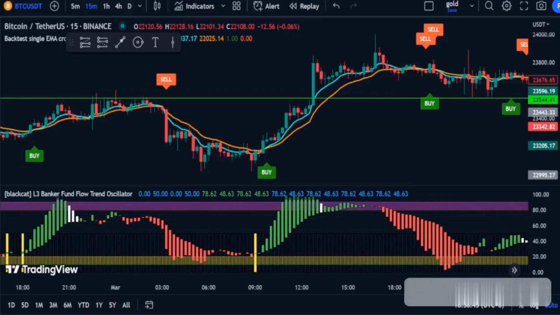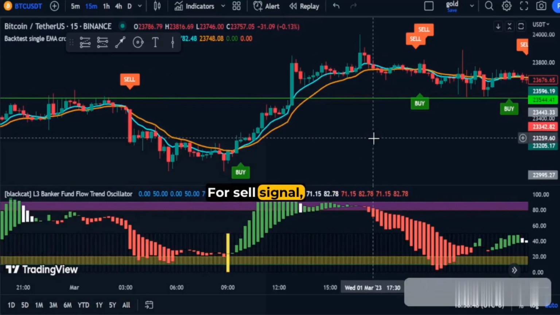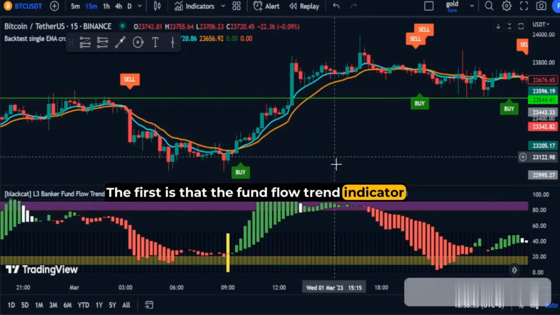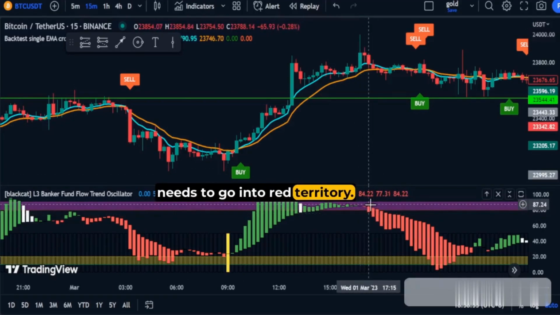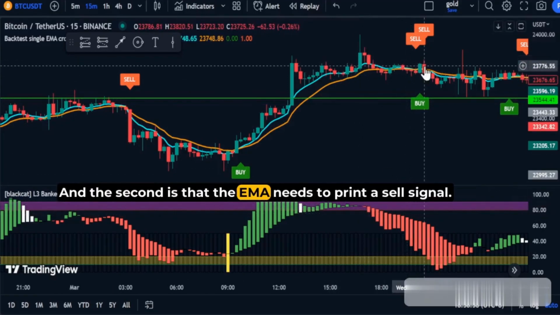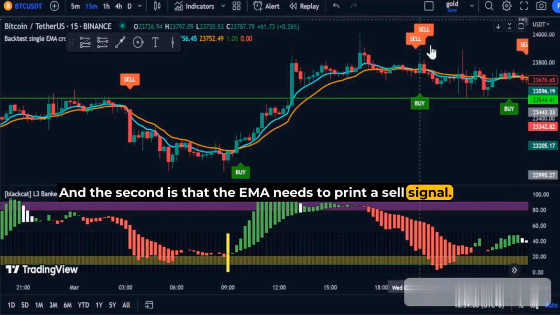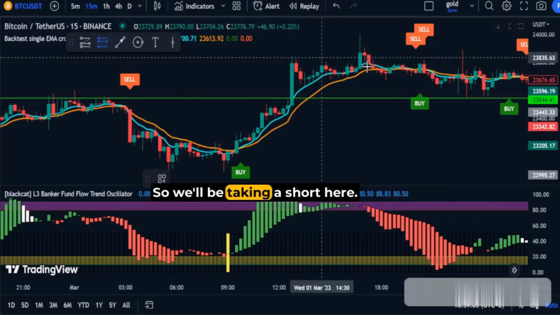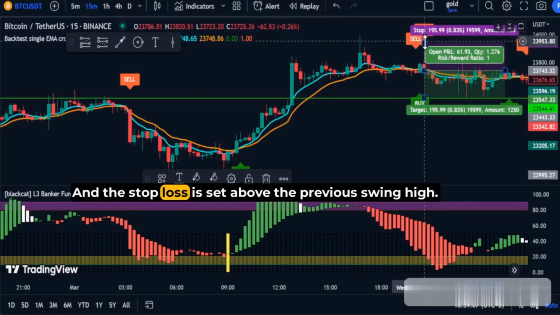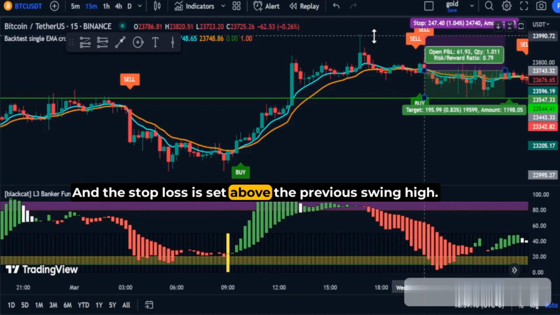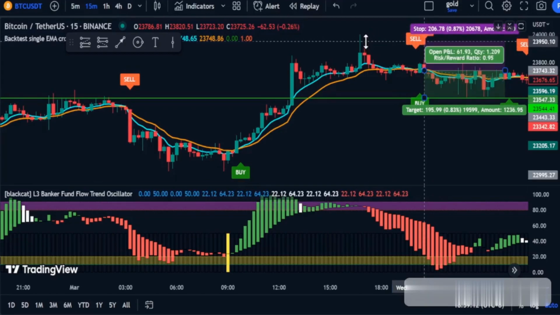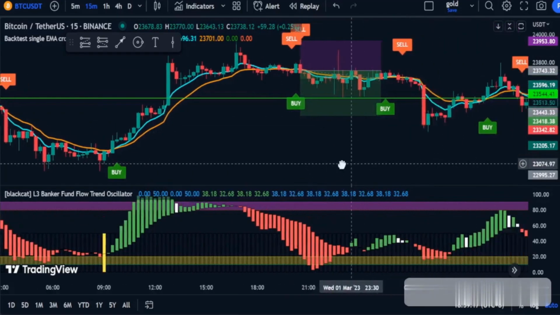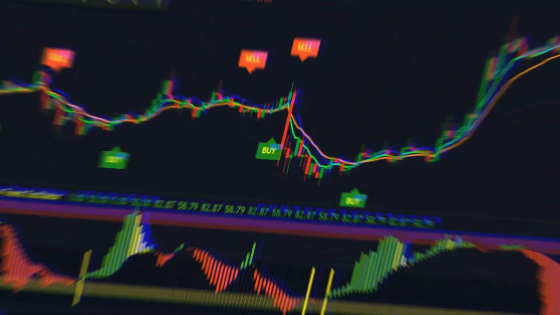Okay, now let's look for a sell signal. For a sell signal, there are 3 rules to follow also. The first is that the fund flow trend indicator needs to go into red territory, and the second is that the EMA needs to print a sell signal, and the third rule is that the candle needs to be bearish. So we'll be taking a short here, and the stop loss is set above the previous swing high. Okay, and the target is 1:1.5. Let's see what happens next. We hit the target.